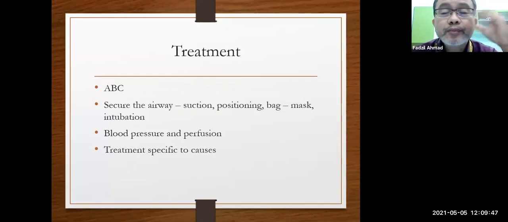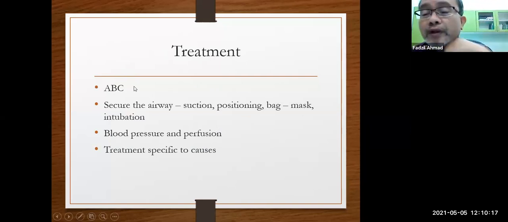So treatment wise, respiratory distress, always ABC. Secure the airway with suction, positioning, bag and mask on. If the child needs intubation, you intubate. Look for the breathing: is the breathing effort good or not good? And then circulation, blood pressure, and perfusion, and treat the specific causes. So always in respiratory distress, ABC first.